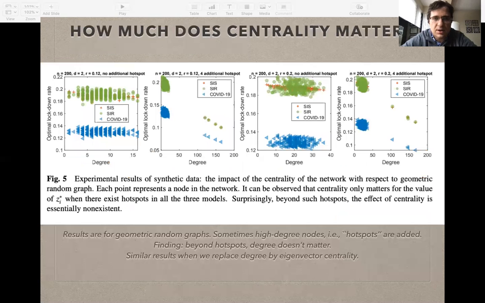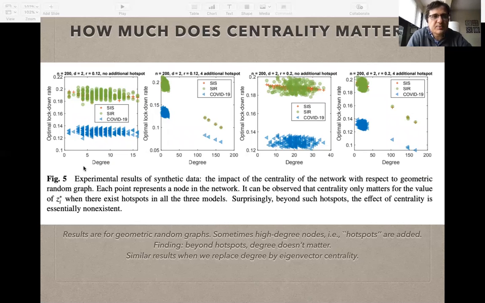Okay. Now, you might wonder, what does it actually do? You might make a guess, that is to say, the optimal shutdown. What does it look like on a graph? You might make a guess that it basically will shut down the more central places in the graph harder. Surprisingly, we find that this is either untrue or only partially true.